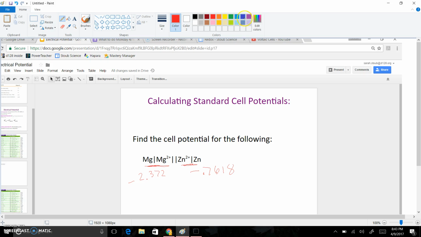So what I'm going to do is subtract the cathode minus the anode to get my E cell, or my standard cell potential, which is the voltage of the battery. So in this battery, my cathode is the zinc one. So I'm going to take the negative 0.7618, and subtract from it the negative 2.372. If I calculate that out, it's really subtracting negative is like adding a positive. I get 1.6102 V for volts. And that's my answer.